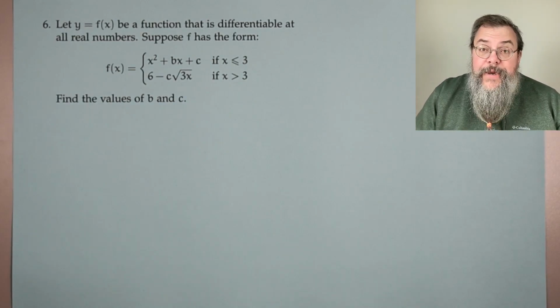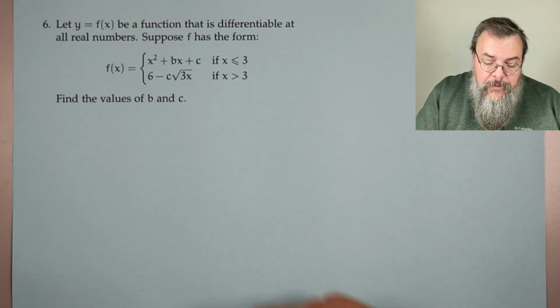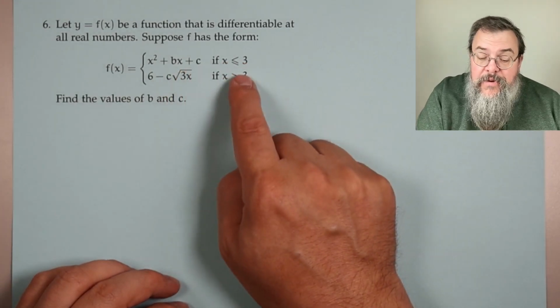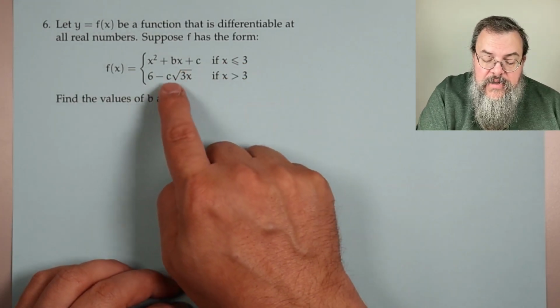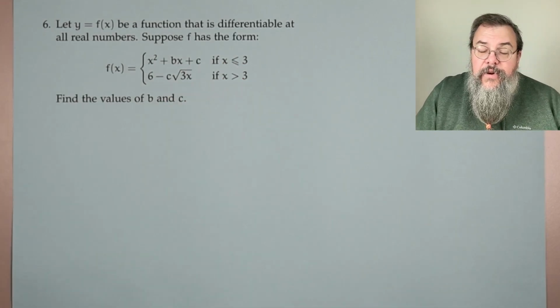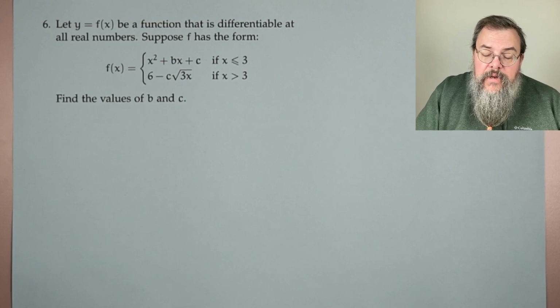Let y equal f of x be a function that is differentiable at all real numbers. Okay, so everywhere has a derivative. Suppose f has the form x squared plus bx plus c if x is less than or equal to 3, and 6 minus c root 3x if x is greater than 3. And we're asked, find the values of b and c.